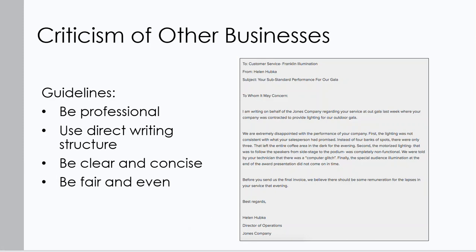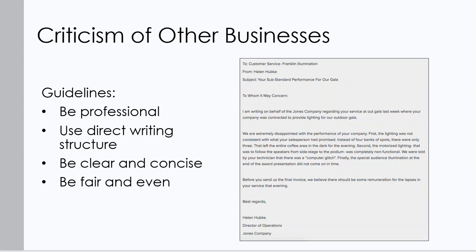"I'm writing on behalf of the Jonas Company regarding your services at our gala." There's a typo in it. It should be "at our gala last week, where your company was contracted to provide lighting for our outdoor gala." Now, it's an opening filler to start. "I'm writing on behalf of." When we write business letters, it's not good form because you're writing for a reason.